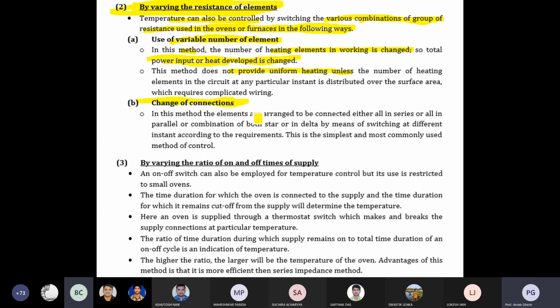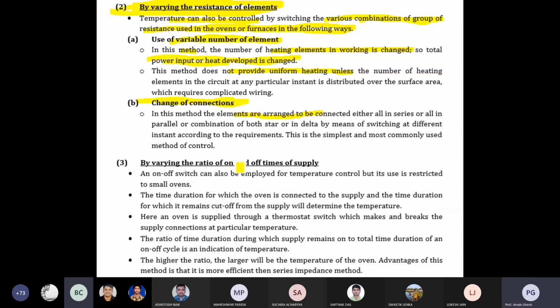The elements are arranged so that they are connected either all in series for high voltage applications, or in combinations of parallel for high current applications. If it is three phase, they can be connected in star or delta conditions. Sometimes zigzag conditions are also possible. So how you rearrange your elements optimizes the total effective resistance, and by that way you can combine and arrange them.